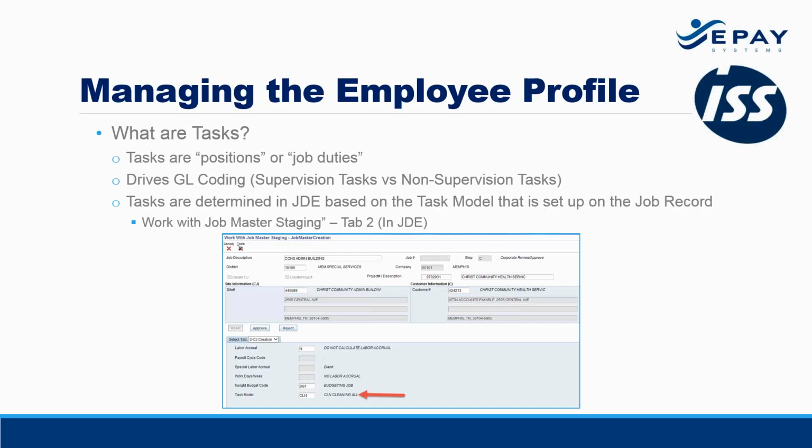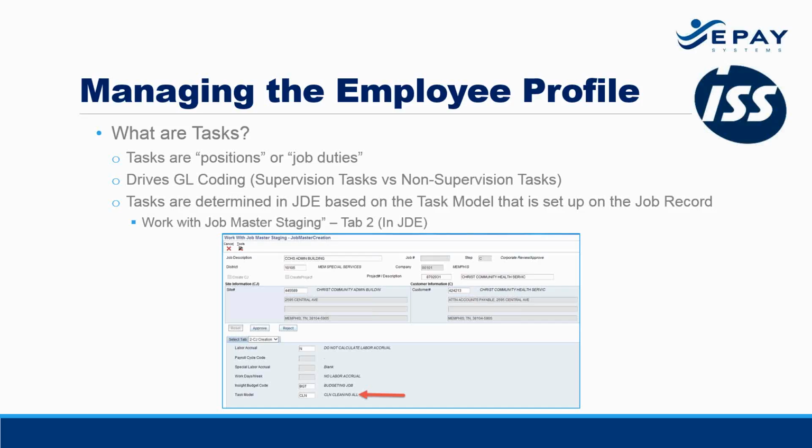It really basically tells us if it's a supervision task that goes to one set of codes, or a non-supervision task that goes to a different set of codes. So the tasks are determined in JDE based on the task model that's set up for that particular job record. So when we go through the process of setting up jobs, the job record is set up with a specific task model, and that's going through the job master staging setup process that we have in place.